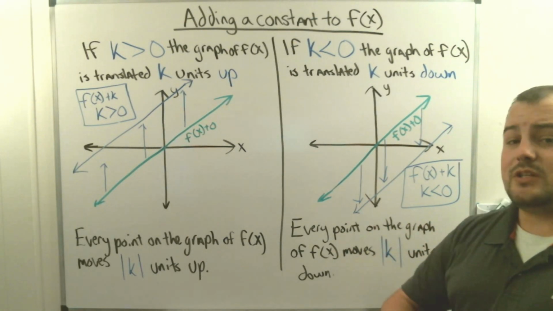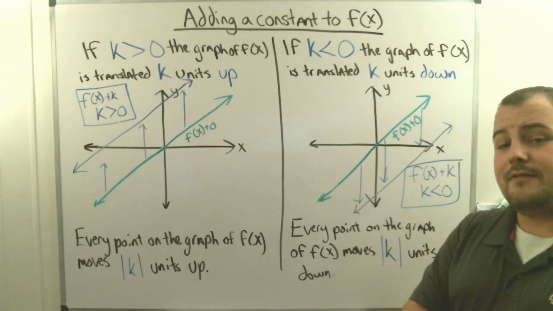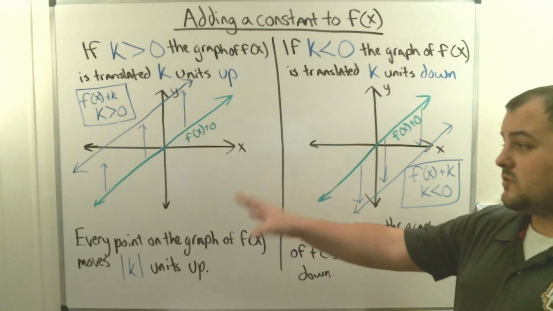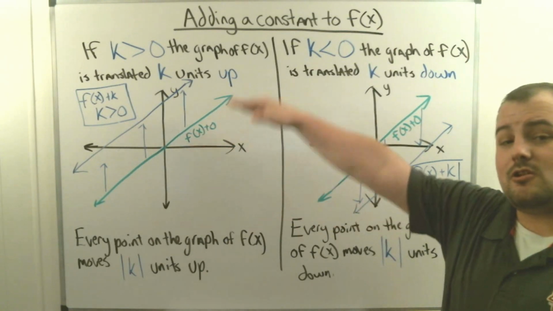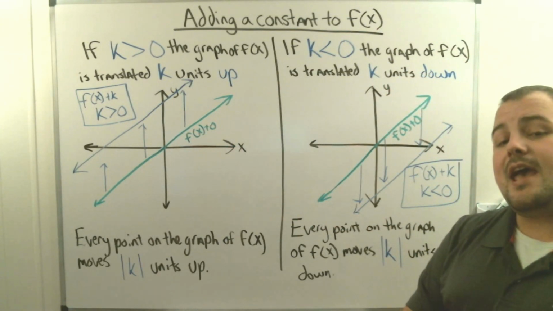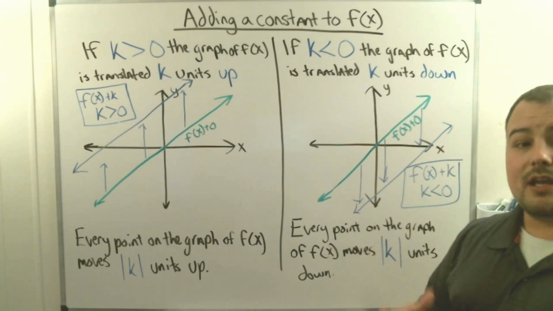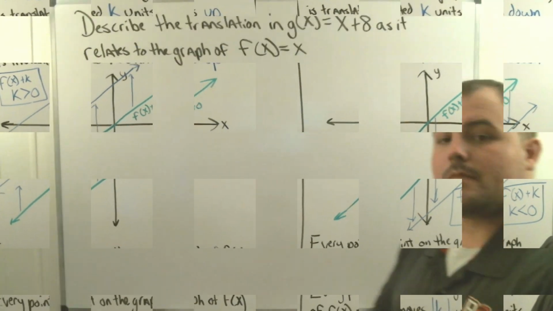So now we're going to actually practice this piece by seeing what's happening to a graph. This should go pretty quick as long as we understand. If it's bigger than 0, we go up. If it's less than 0, we go down, but it's got to add to the number at the end. So f of x plus 0, it adds to that number at the end, and that's what moves the graph.